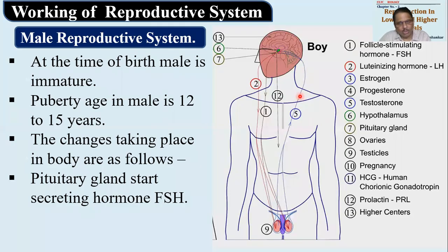After this, there is another hormone given by the pituitary gland, called luteinizing hormone or LH. In males, this hormone is called ICSH, which stands for interstitial cell stimulating hormone. Remember, while studying the histology of the testis, we saw that there are some cells present between the seminiferous tubules. These clusters of cells are called interstitial cells. These interstitial cells get affected by ICSH, or luteinizing hormone, and in response they start producing another hormone called testosterone. So remember, interstitial cells are affected by ICSH and produce testosterone, the male sex hormone.